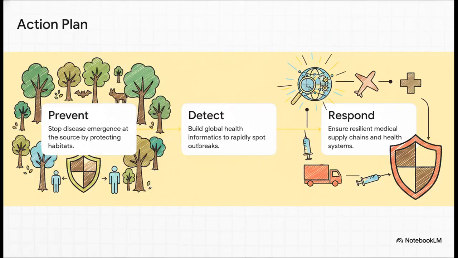To actually achieve global health security, we need robust investments into a really straightforward 3-step framework. First up, prevent. We have to stop the spillover at the source by protecting wild habitats. Second, detect. We need to build global health early warning systems so we can spot outbreaks the minute they happen. And third, respond. We have to ensure our medical supply chains, our vaccine production, and our hospitals are resilient enough to handle a sudden emergency.